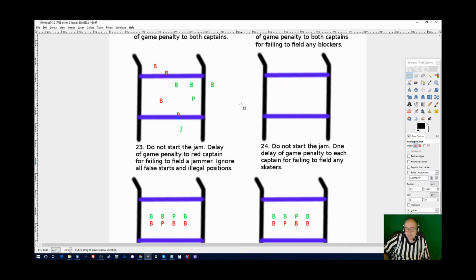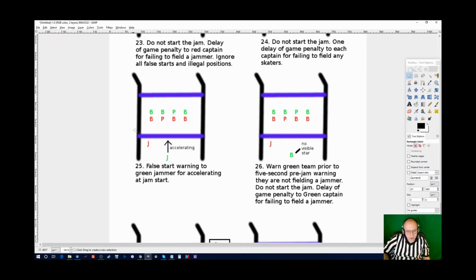So, number 24. No one's on the track. 1 delay of game penalty to each captain for failing to field any skaters. So, again, they've got to field something. Mind you, if something is happening here, the chances are that something has gone very wrong. For example, we've come back from an official timeout and somebody forgot a roundup whistle or something, or something at the beginning of the second half. You should never, ever see this. Chances are something has gone very wrong with communication if neither team has put any skaters on the track.